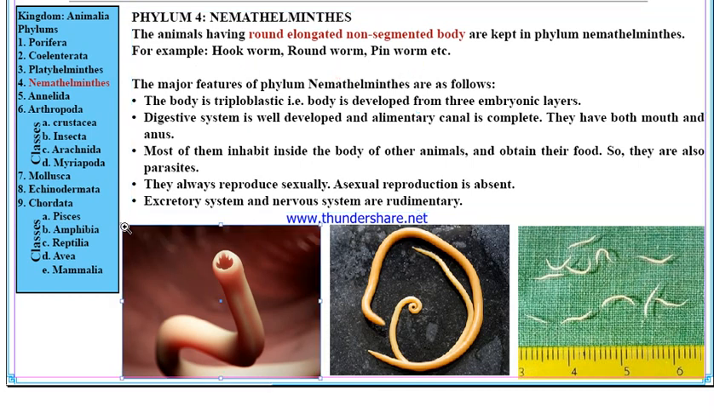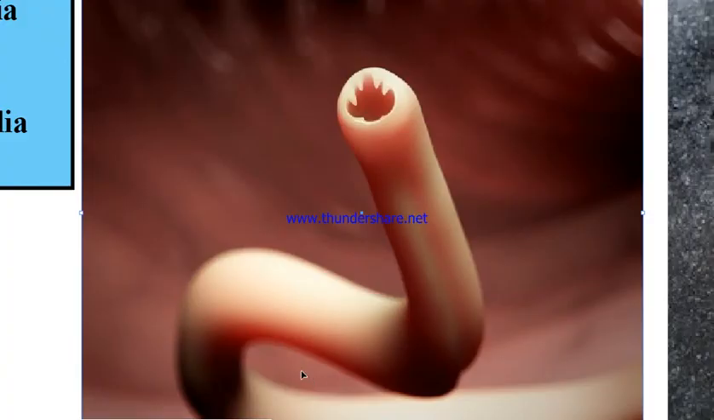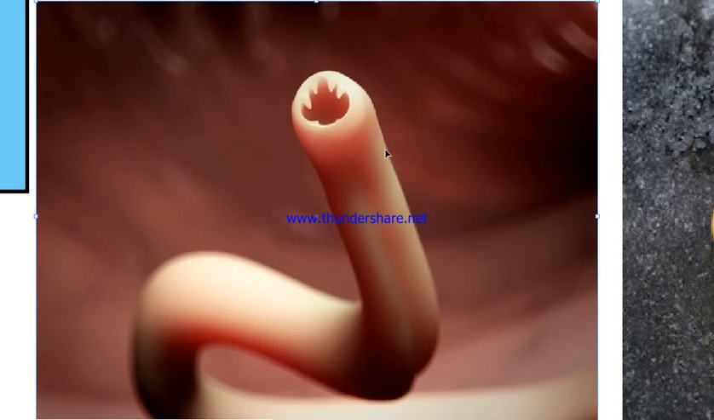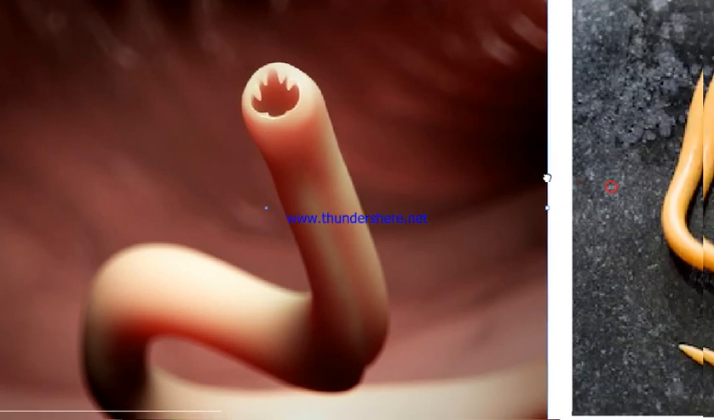This first diagram, this is hookworm. Look at its mouth. There are hooks. With the help of these hooks, it attaches to the walls of your intestine, and then they suck up blood from your intestine. They are very dangerous. Yes, they kill you from inside.